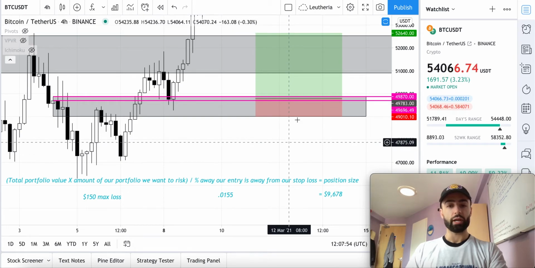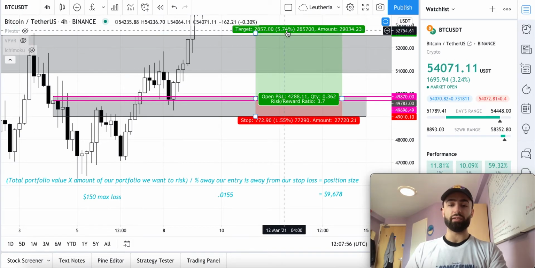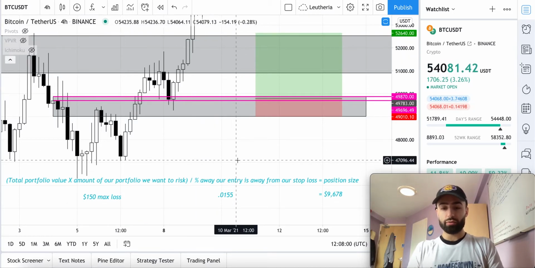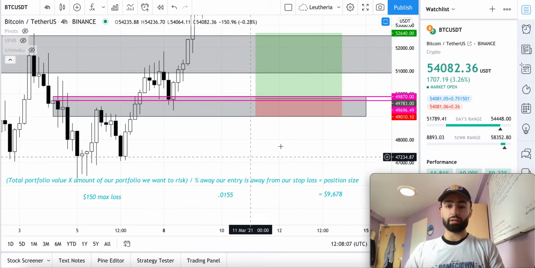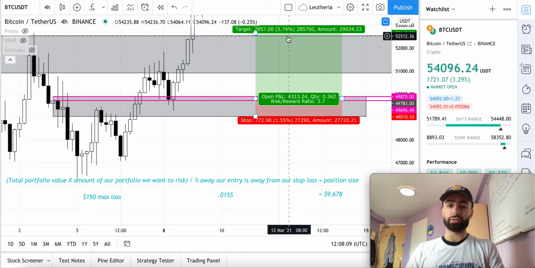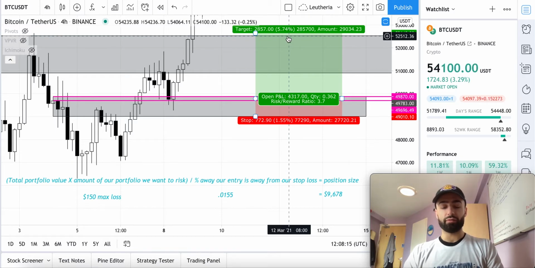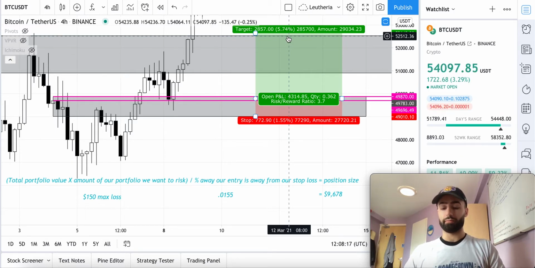So if you were to take this trade with $9,678 and make only 5.74%, which is up to this high right here, you can take that number, 9,678, if you want to calculate your profit potential, and multiply that by the percentage right here, which is 5.74, so we'll do 0.0574, and we would have made $555 on this trade.